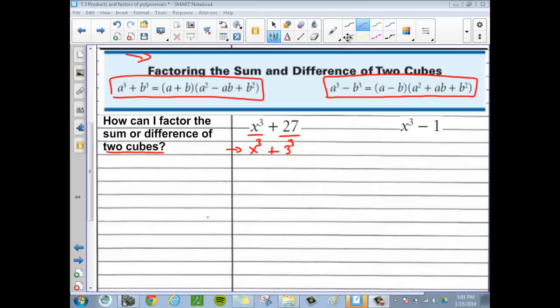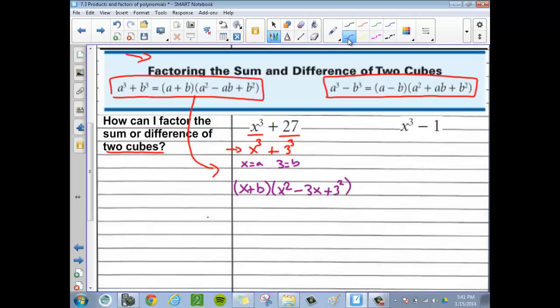So if we were to do that, let's take this down here and think about what this would be. We have a plus b. Our x is equal to our a, and our 3 is equal to our b in this scenario. So we have x plus b times x squared minus a times b, which is really 3 times x, plus our b squared, which is, our b is 3, so we've got 3 squared.